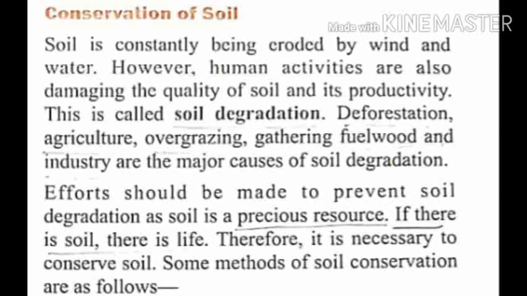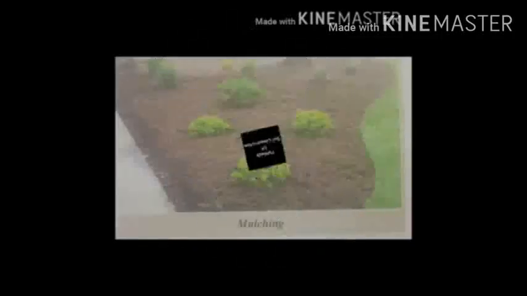Some methods we can use for soil conservation, and one by one we will see how. The first one is mulching. Mulching means to provide a protective cover over the soil to stabilize the soil temperature.